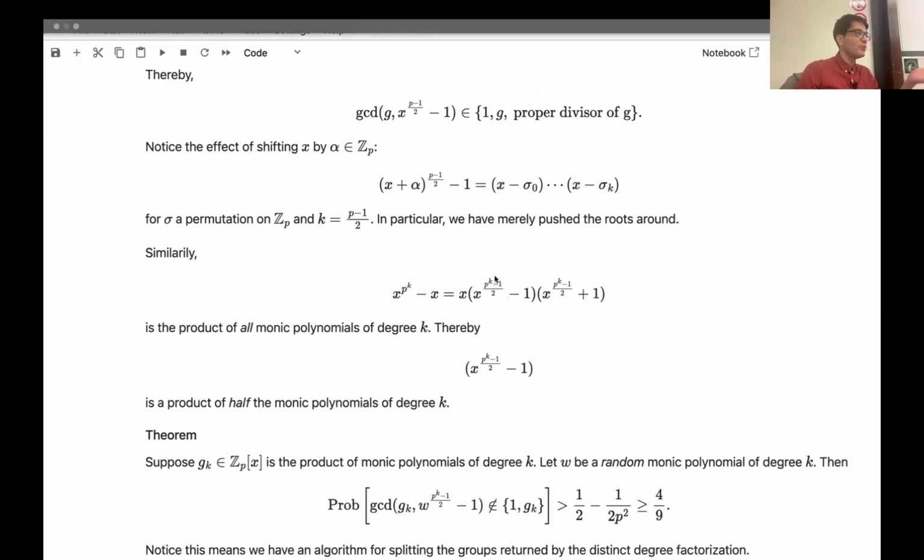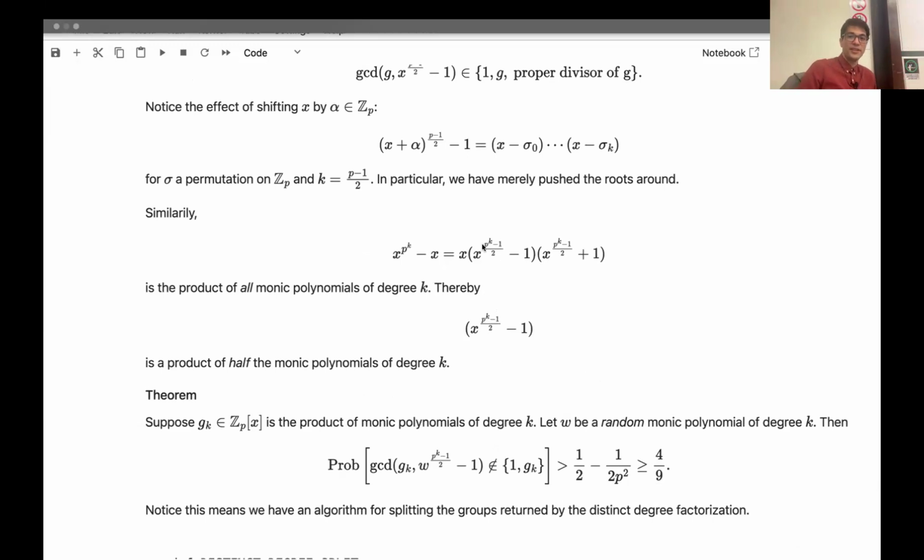Okay, so similarly, we can play the same trick for the quadratics and the cubics and the quartics and quintics and so forth. Here it is explicitly, right? As long as p to the power of k is, well, this is going to be a product of odds, right? So subtracting 1 from it is going to make it even. So this is going to be a product of half the monic polynomials of degree k.